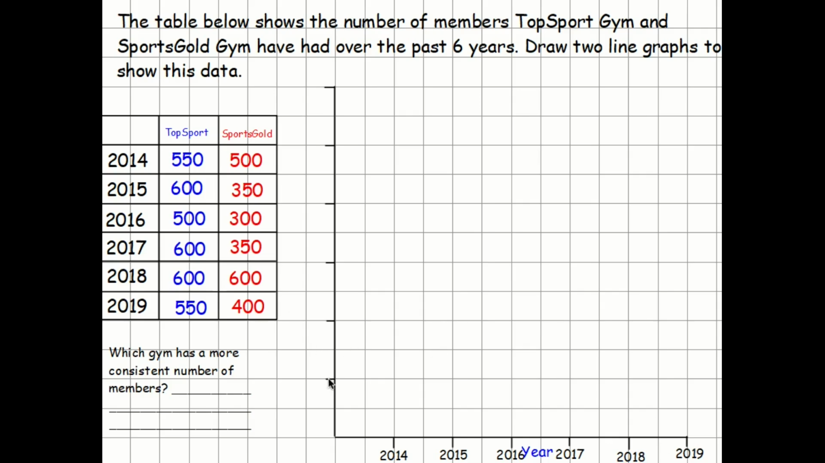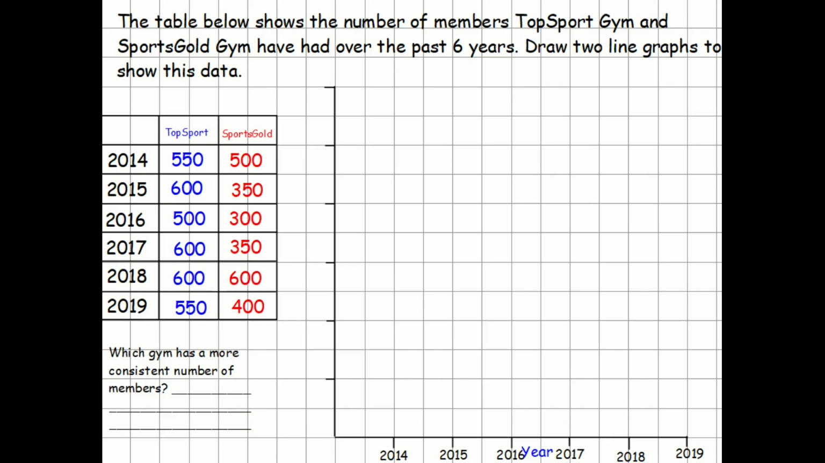And what we're going to do up the side, well, this is where you need to look at the numbers in your table. So what's the lowest number and what's the highest number? You always need to think about that when you're drawing a graph, because that will decide where you take your graph up to and perhaps even where you start your numbers on this axis. So I can see here the highest number in this table is 600. So I reckon I'm going to go up to 600 on this vertical axis here.